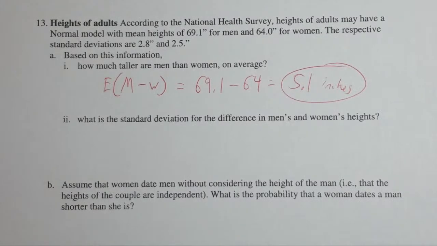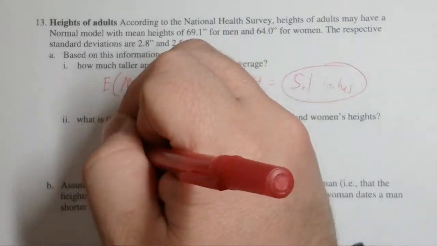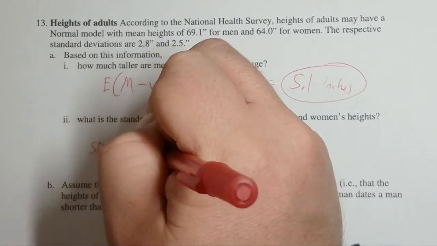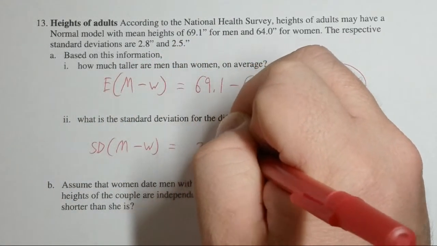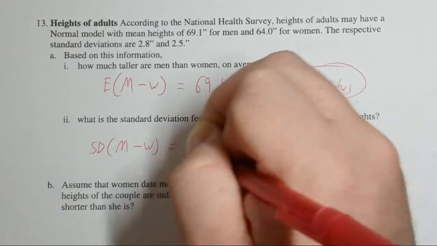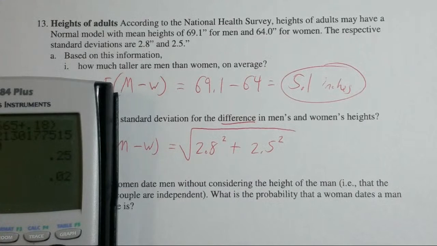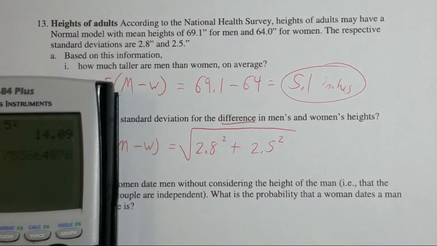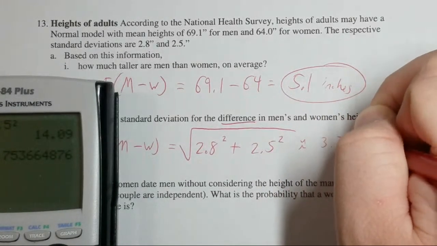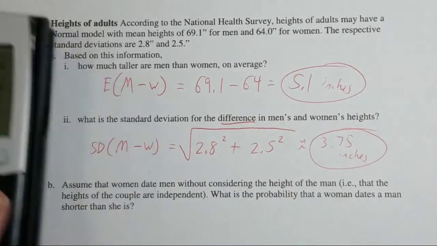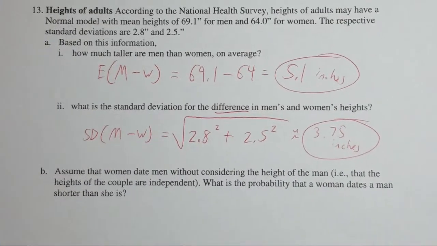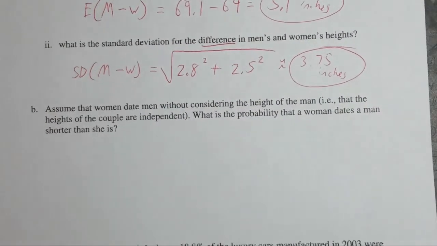Standard deviation for the difference, not a typo, you would have to convert their standard deviations to variance, add them together, and then convert them back. So for the standard deviation of the difference, you would do 2.8 squared plus 2.5 squared, square rooting them. That gives you approximately 3.75 inches for the standard deviation. Now, we need those two calculations to answer what they're asking in part B.